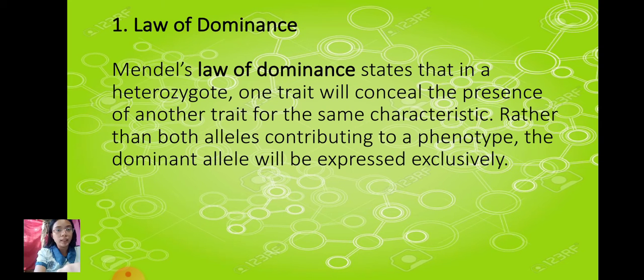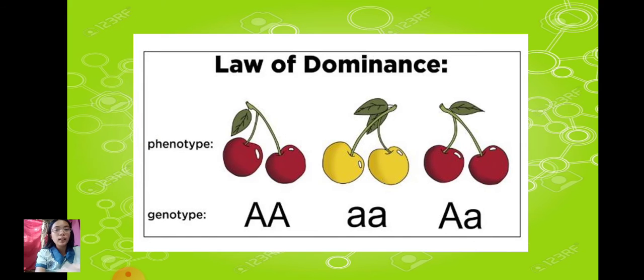The law of dominance states that in a heterozygote, one trait will conceal the presence of another trait for the same characteristic, rather than both alleles contributing to a phenotype. The dominant allele will be expressed exclusively. This is an example of the law of dominance. The first cherry is homozygous for the yellow allele. The third cherry is heterozygous, meaning it has one red allele and one yellow allele. Since this cherry is red, the law of dominance says that the red allele is dominant because only this allele produces a phenotype in the heterozygote.